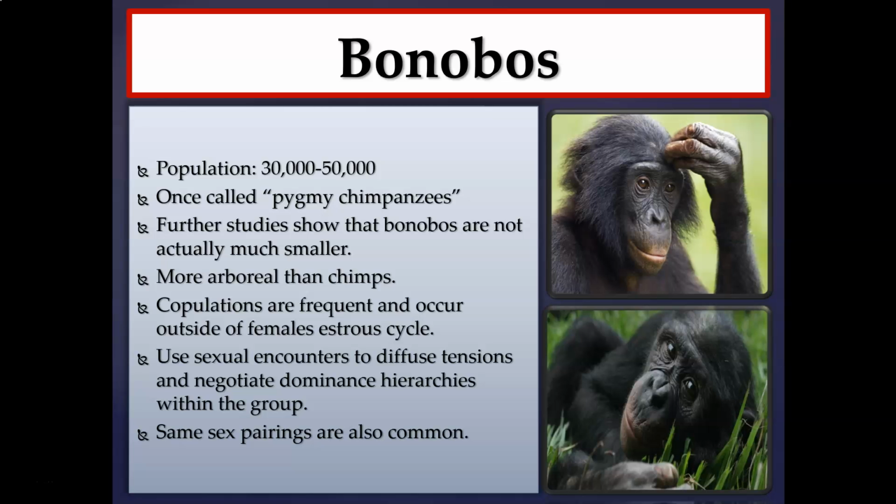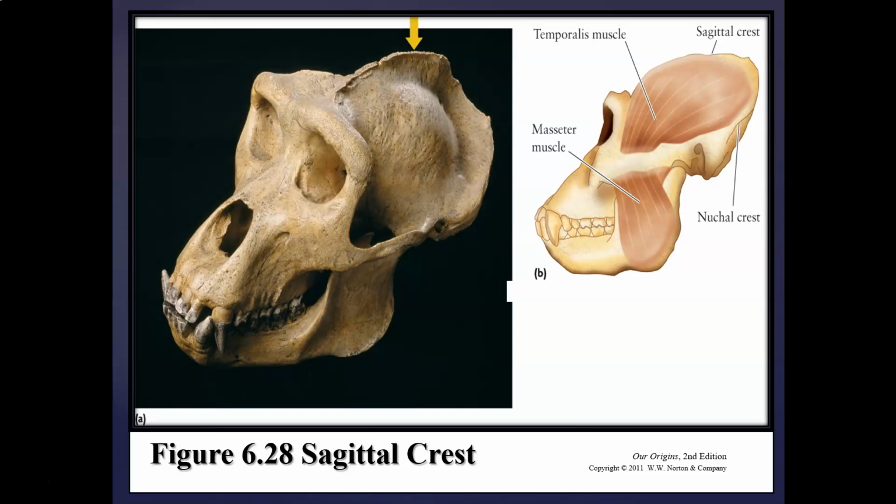So we're going to talk a lot more about chimpanzees versus bonobos in our next chapter when we look at behavior. All right, so this is that feature called the sagittal crest that I was telling you guys about earlier. So the sagittal crest is found in male gorillas and male orangutans. So I also like to call it the bony mohawk.